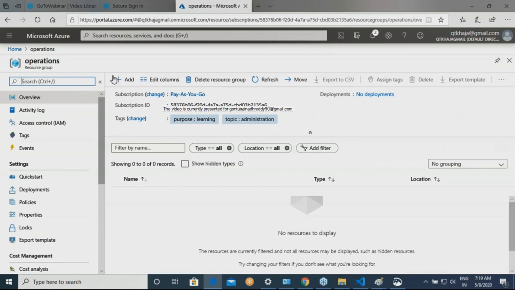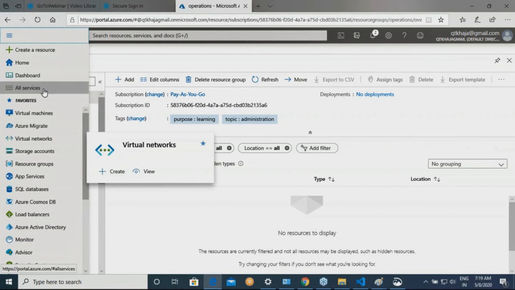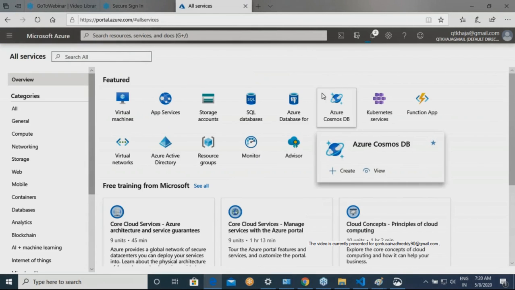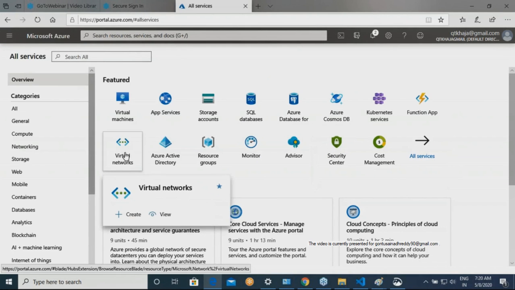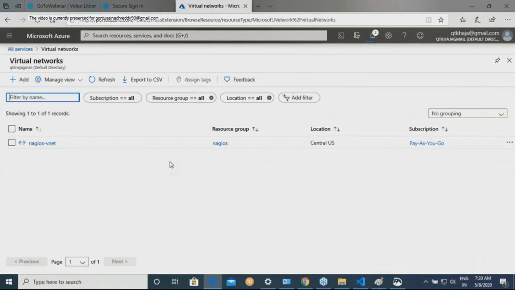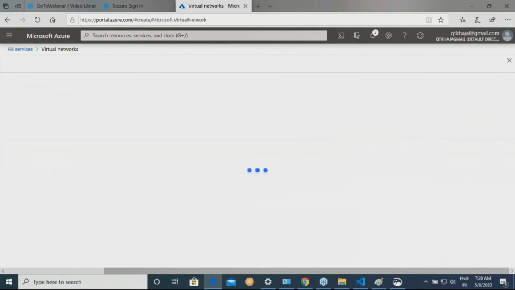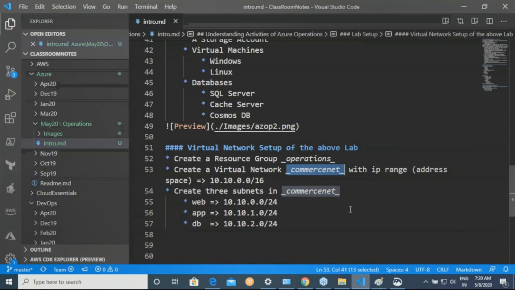Now I need to create a virtual network. So if you select this, you will be seeing virtual networks over here. Or even if you don't see virtual networks over here, if you click on all services, you will be seeing virtual networks from here. So virtual networks, and then add a virtual network. While adding a virtual network, the name would be Commerce Net.